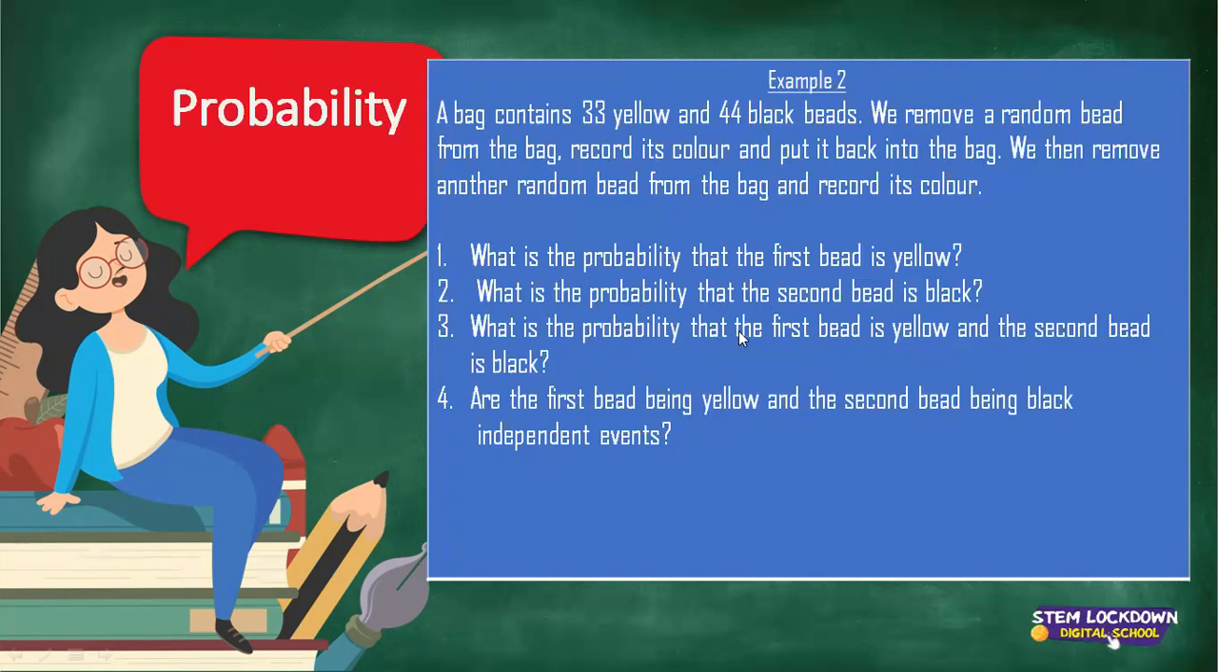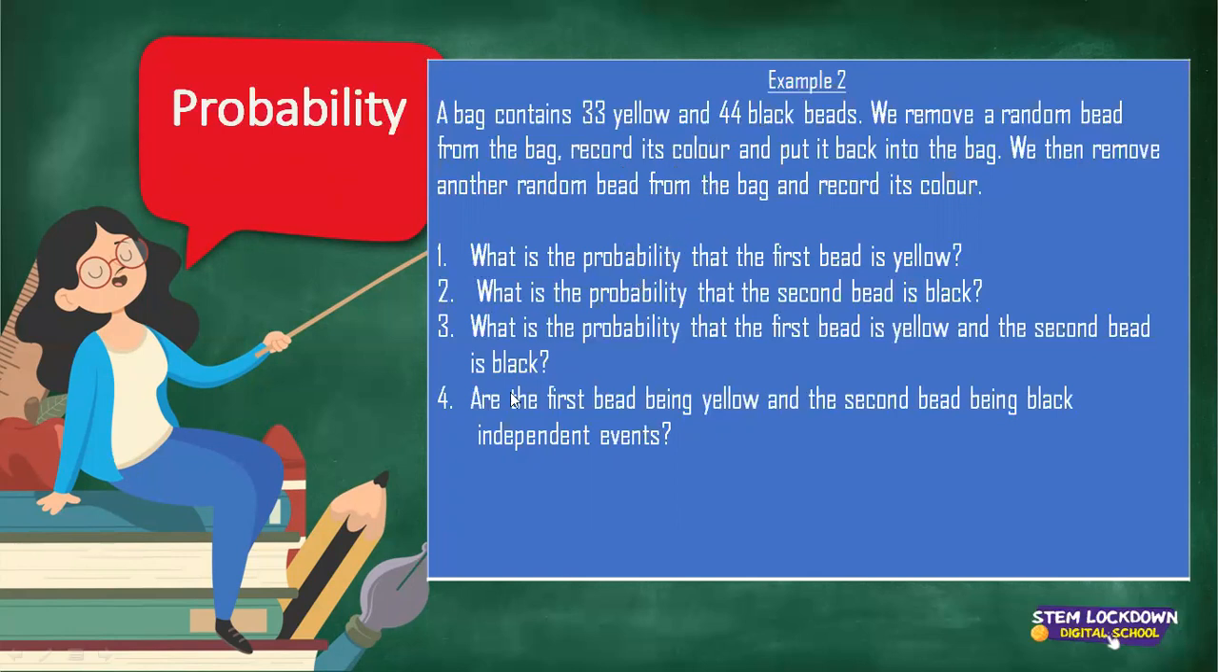Again, what is the probability that the first bead is yellow and the second bead is black? The first bead being yellow is 33 out of 77, and the second bead being black is 44 over 77. So we'll say 33 over 77 multiplied by 44 over 77. That can be simplified, and then we get a final answer.